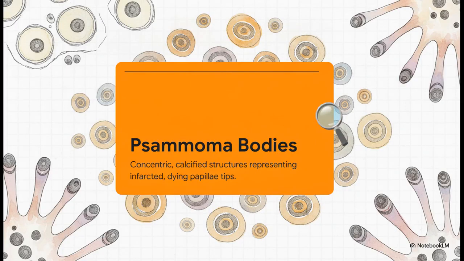The correct answer is B, psammoma bodies. Look, whenever you see Orphan Annie eye nuclear inclusions, nuclear grooves, and psammoma bodies together, you are staring right at the pathognomonic histopathologic hallmarks of papillary thyroid carcinoma. These psammoma bodies are essentially microscopic concentric laminated calcified structures. And what they actually represent is pretty fascinating. They're the infarcted, dying tips of the papillae within the tumor itself.